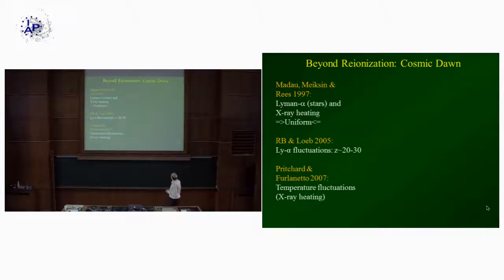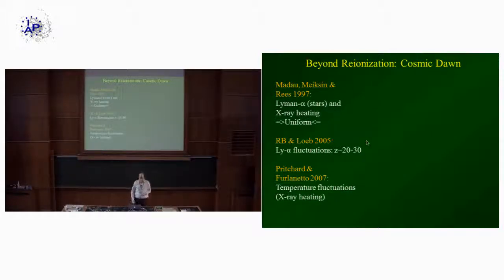Okay, now beyond reionization to cosmic dawn. Basically, the starting point of this was Madau et al. '97, which first showed that there are two other cosmic events that you can see with 21 centimeters. The rise of the Lyman alpha intensity from stars gives you 21 centimeter coupling through the so-called Wouthuysen-Field effect. And then you have cosmic heating, probably from X-rays.